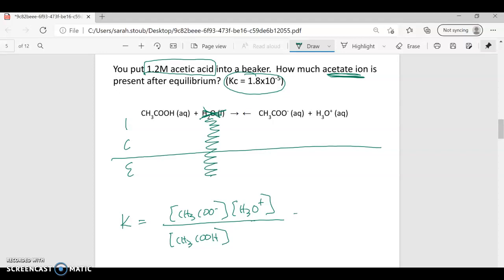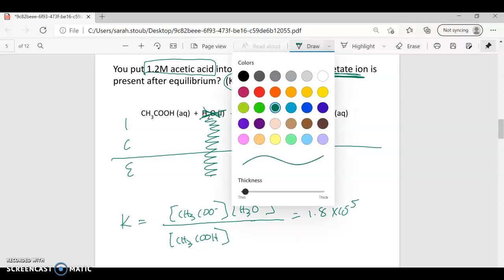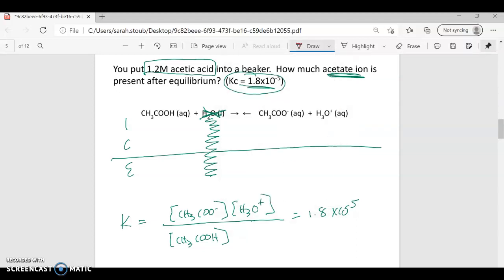Now I know that the K is going to be equal to 1.8 times 10 to the negative 5. So that's cool. So now I've kind of used all my numbers that I've got. I'm going to try to fill in my ICE table now. I know it looks like I don't really have a whole lot, right? Well, something I do know is that I'm going to put in 1.2 molar.